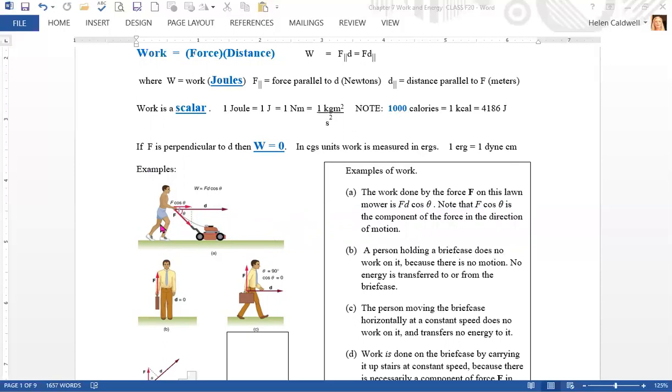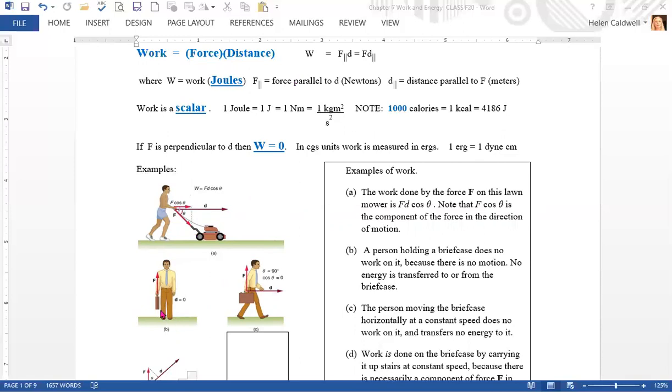So let's look at the guy pushing the lawnmower. We want the lawnmower to move to the right. Pushing on the lawnmower, you push down along the length of the handle, so it's at an angle. We resolve into components, so it has a component that's horizontal and a component that's vertical. The horizontal part is in the same direction we want the lawnmower to move, so it's the horizontal part that would be the F in our equation, work is force times distance.